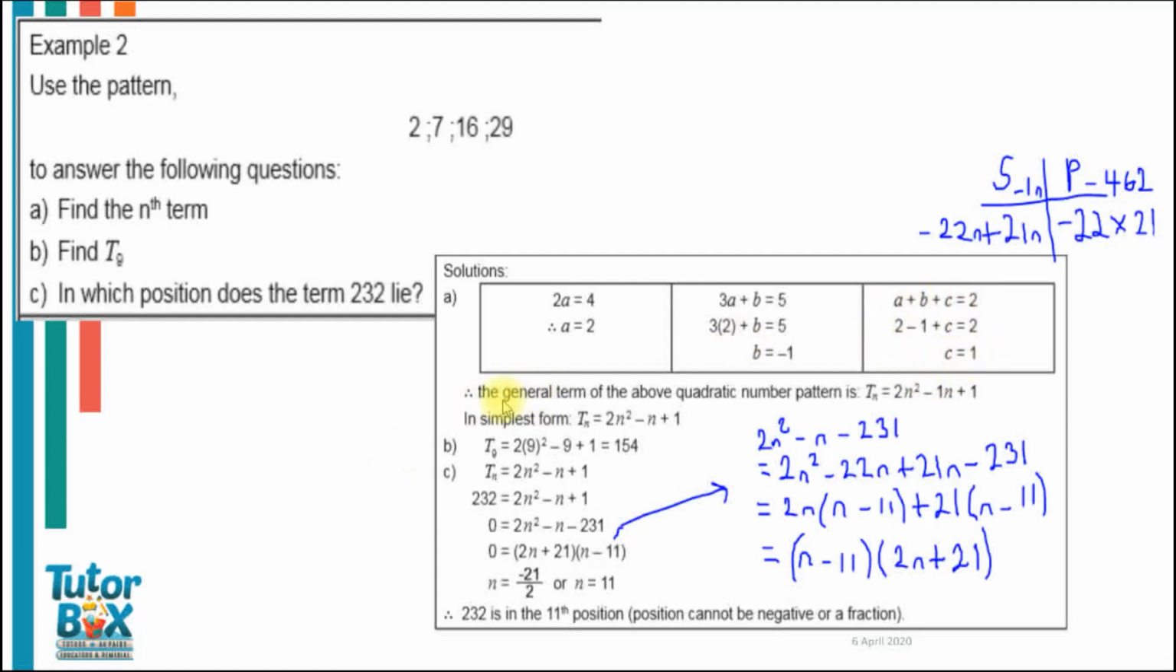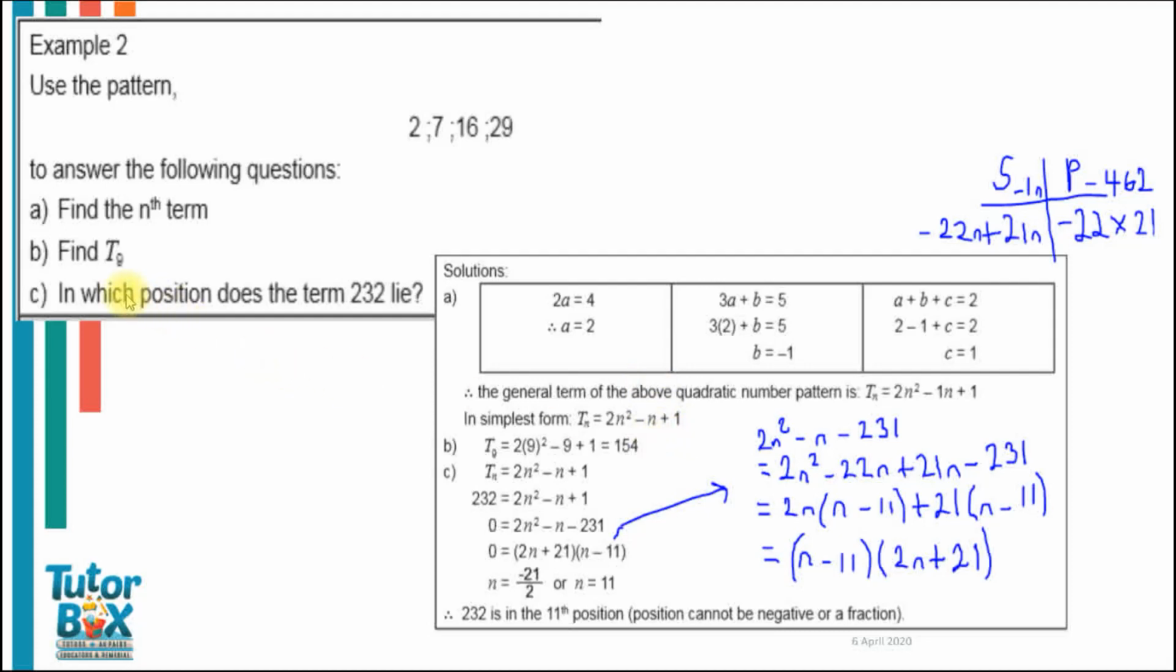Okay, so therefore the general term of the above quadratic number pattern is Tn is equal to 2n squared minus 1n plus 1. Right, so you just substitute. Where there is a, you put 2. Where there is b, you put minus 1. And where there is c, you put 1. And then in its simplest form, Tn is equal to 2n squared minus n plus 1. Okay.